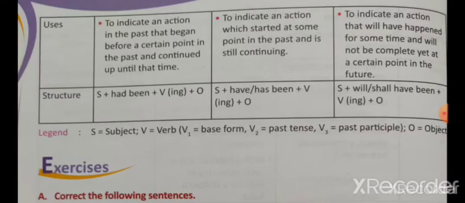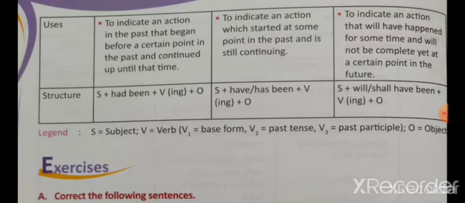So it indicates that the action in the past began before a certain point in the past and continued up until the last time. So this tells us that there was something that had started happening some time ago and it is still going on. Like, I had been eating sweets for 2 hours when you arrived. So before 2 hours he had started eating the sweets and he is still eating it right now.